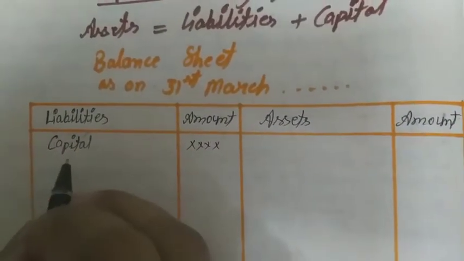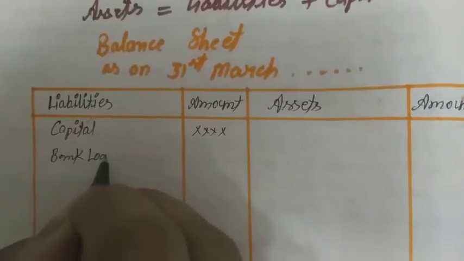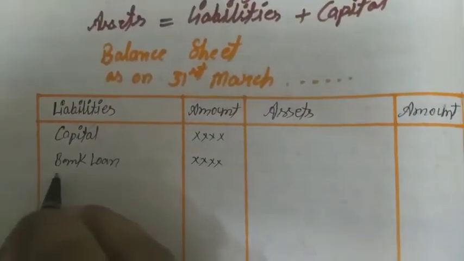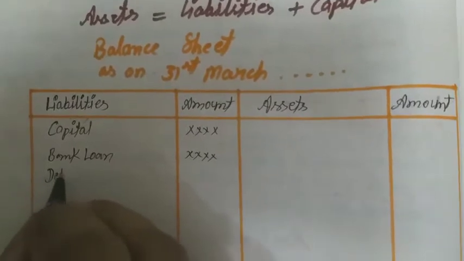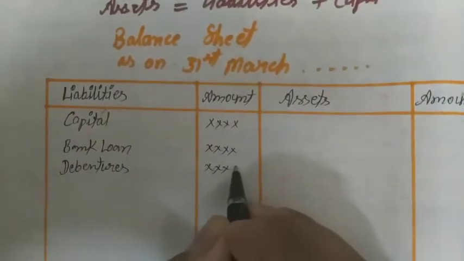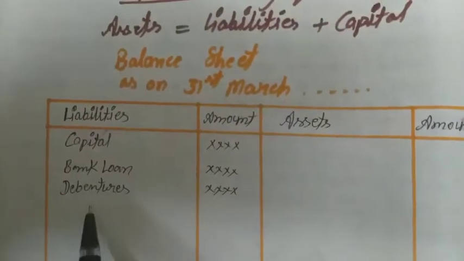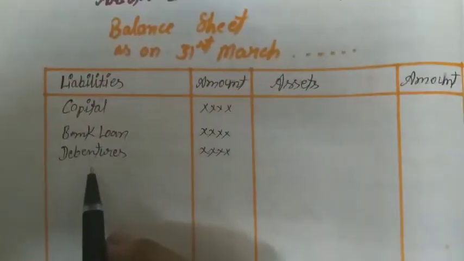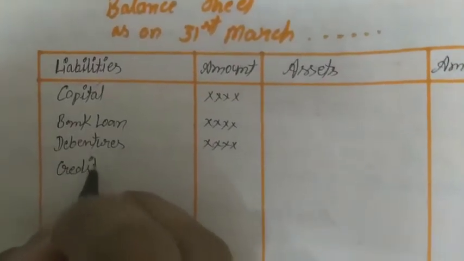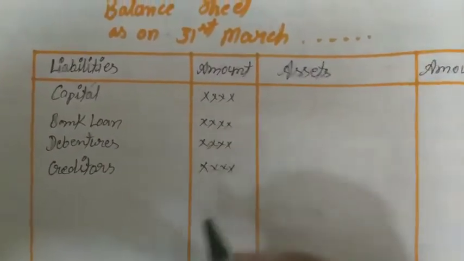Different liabilities are also there, for example, bank loan. If an organization has taken a loan from the bank, it will come under this. Another word I have written is debenture. If it is a company and it has issued its securities in the market, then it collects money from outside, from the debenture holders, so this is also a borrowed amount. Next, creditors. We purchase goods from a supplier on credit. This will come under the liability.